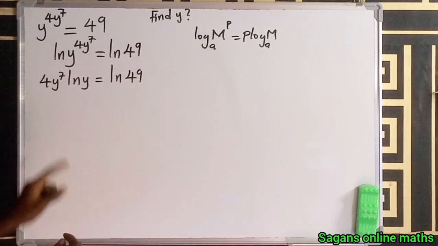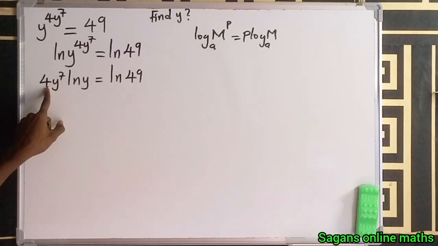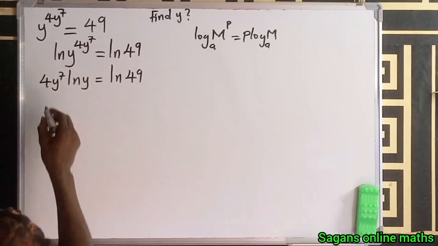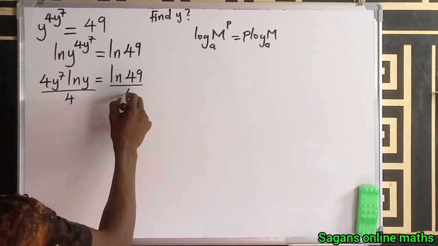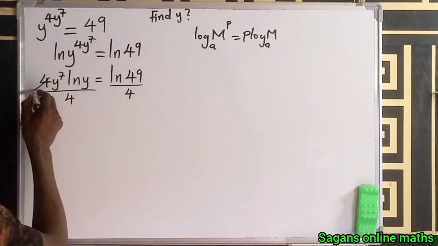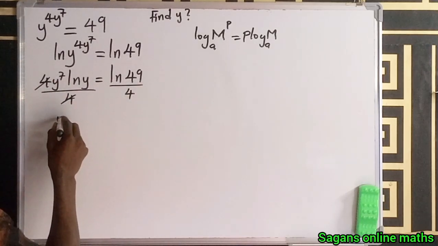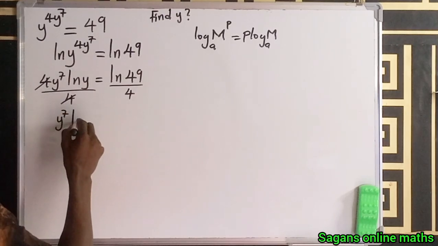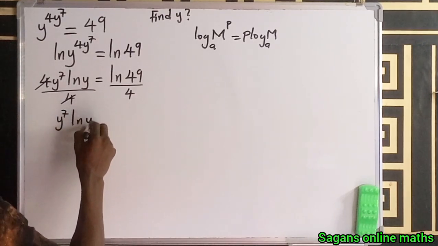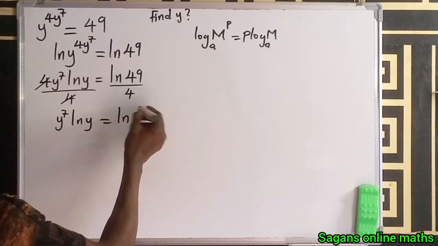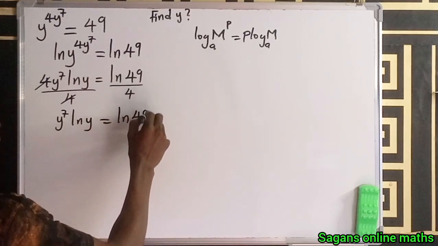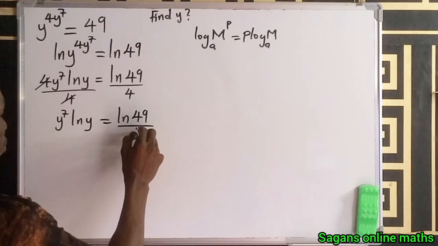Now let's remove the 4 from here. For us to remove the 4, let's divide both sides by 4, so that this 4 will cancel out this 4. We are left with y to the power of 7 ln y is equal to ln 49 divided by 4.